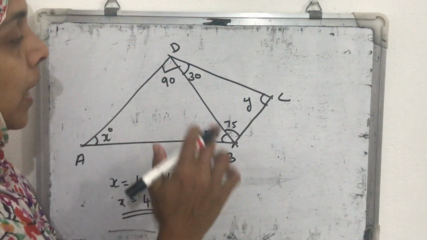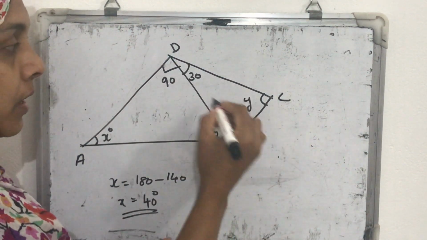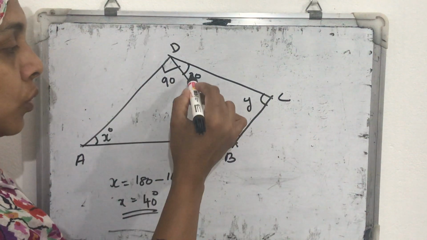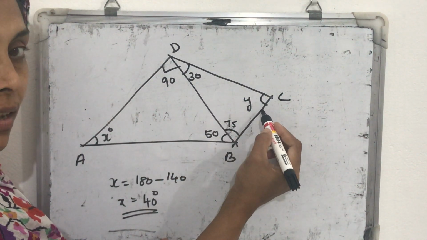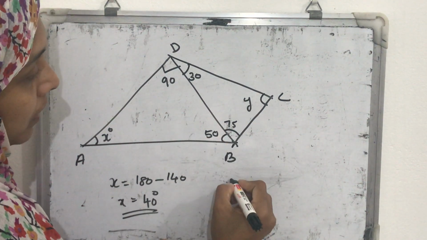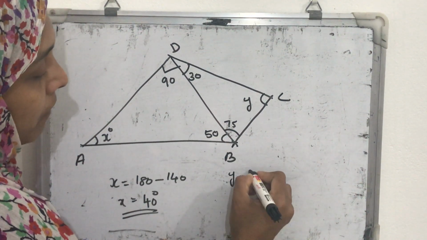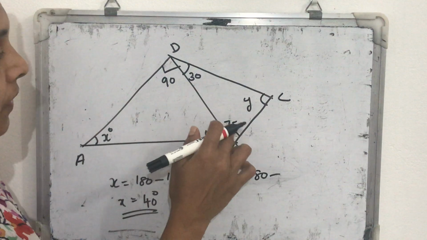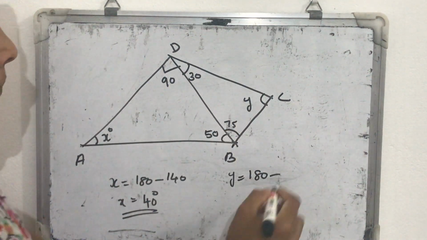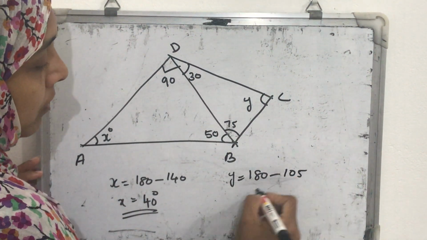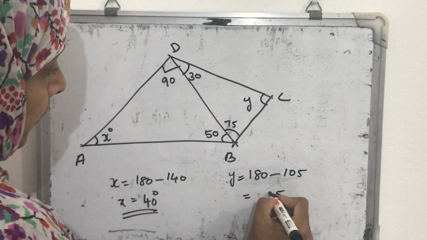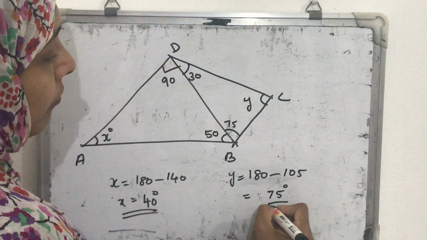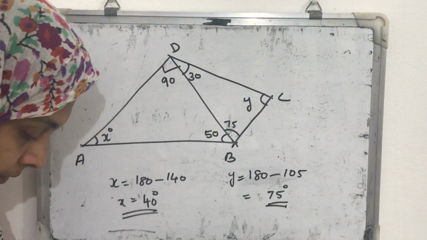That is very easy. Now this goes to y, that is also in another triangle. So two other angles are given, so it is very easy to find the angle y. So here angle y is equal to 180 minus (75 plus 30), it will be 105. So this angle will be 75 degrees. Okay, 75 degrees.